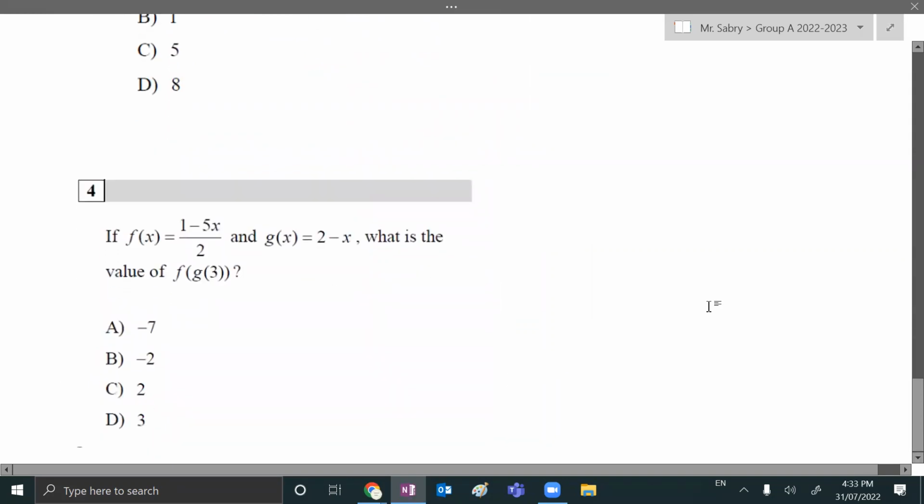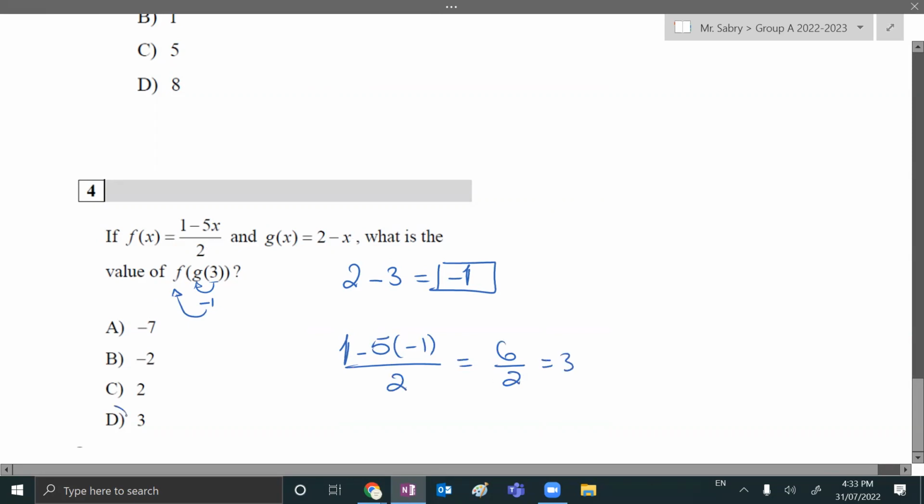Check out this one. You're given F of X and G of X. You're asked for F of G of 3. We said we work our way inside out. So 3 for the G. So I'll go for the G and I'll put 3 inside there. And the answer there is -1. I'll take this -1 and I'll put it inside the F. So now it's 1 minus F multiplied by -1 over 2. And that should get me 6 over 2, which is 3. So the answer here is D. We got one mistake. I do hope the mistake is just because of the signs.